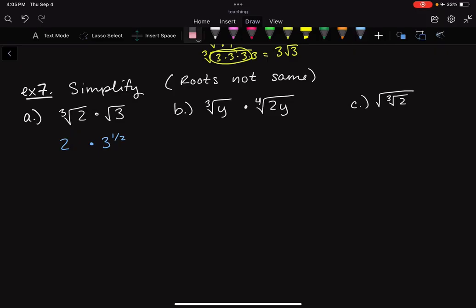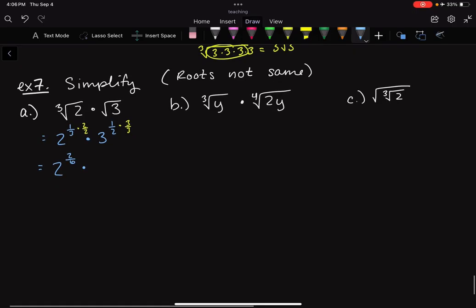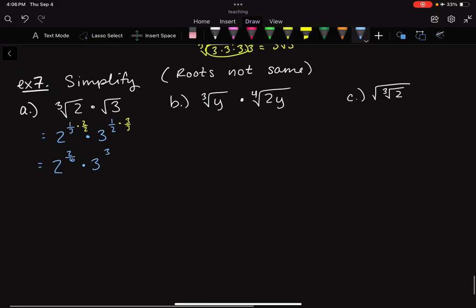So let me write it a little differently here. I'm going to write it up and down so that it's not confusing for you. I can multiply 1/3 by 2/2. I can multiply 1/2 by 3/3. What this does is it gets me common denominators. So we have 2 to the 2/6 times 3 to the 3/6.